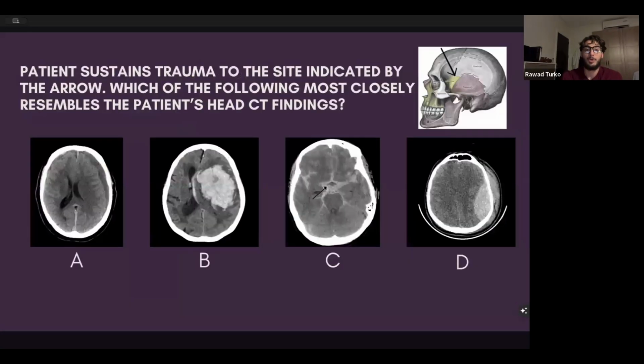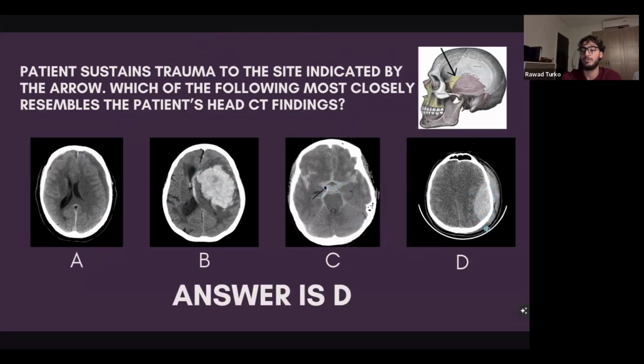Okay. Now, patient sustains trauma to the site indicated by the arrow, which is right here. Which of the following most closely resembles the patient's head CT findings? Is it A? You'll see this little thing here. Is it B? You'll see this giant hemorrhage right here. Is it C? Take a look at the ventricles, or the star sign in the middle. Or is it D? So the answer is D.